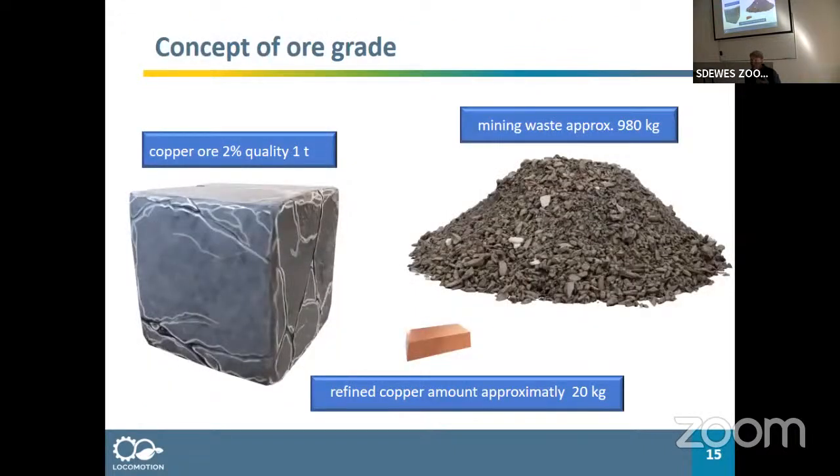So I don't know if you're familiar with the concept of ore grade, but here is just an illustration to make you aware of it and why I say resources are critical. If you consider 1 ton of ore with a 2% ore grade, then we have 20 kilograms of copper that we can potentially extract from it, more or less. And we have a mining waste of approximately 980 kilograms.